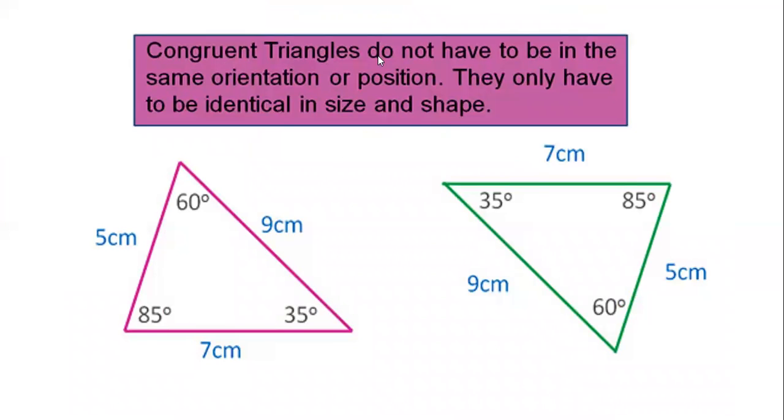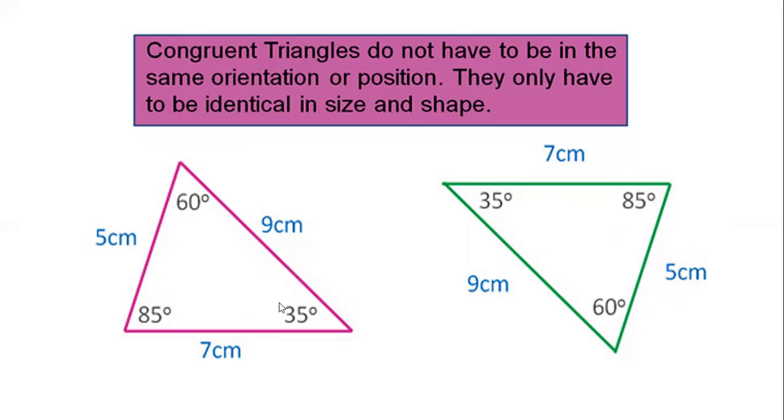Congruent triangles do not have to be in the same orientation or position. They only have to be identical in size and shape. What do we mean by this? We can have a triangle upwards and another triangle downwards, but both of them are congruent to each other. This is also 5, this is 5. This is 9, this is 9, this is 7, this is 7. Also the angles are equal, then these two triangles are congruent to each other.